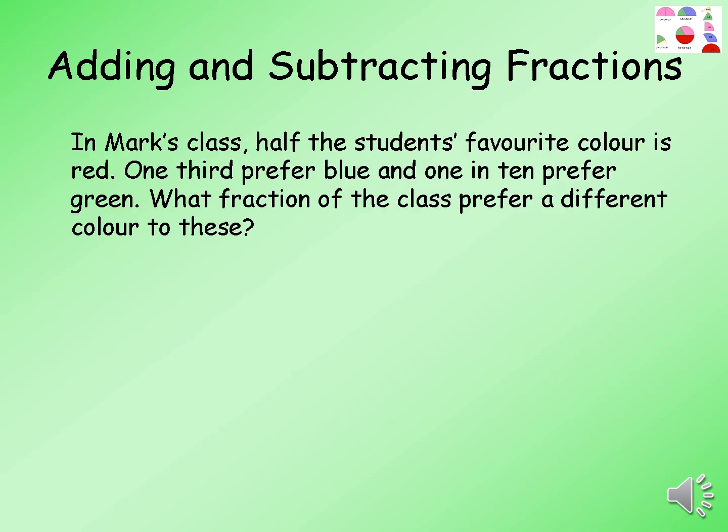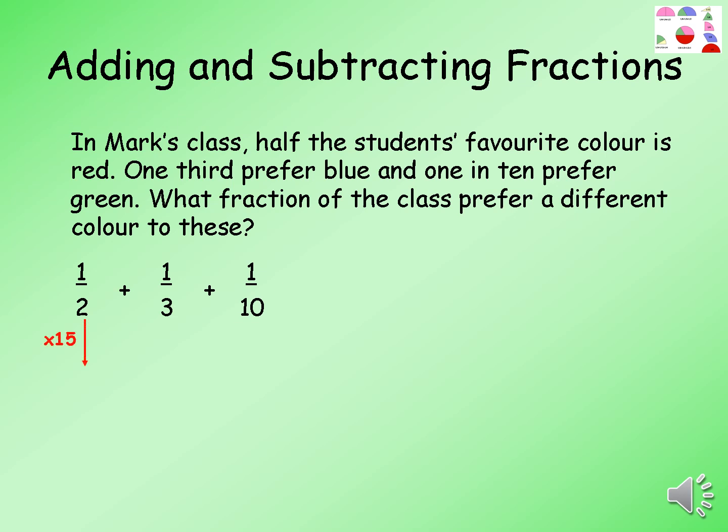Okay, so we have this question now. In Mark's class, half the class's favorite color is red, a third prefer blue, and 1/10 prefer green. What is the fraction that is left? So we simply add the three numbers, which is a half plus a third plus a tenth, and find the common denominator, which in this case of course is 30.